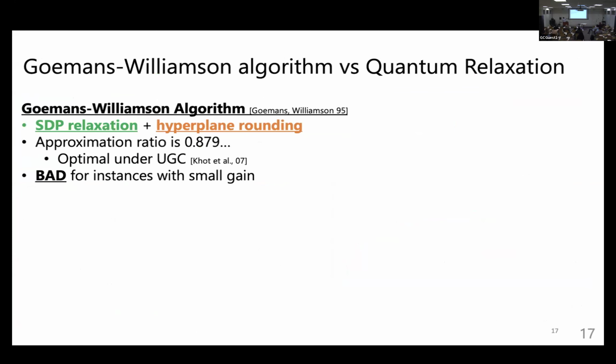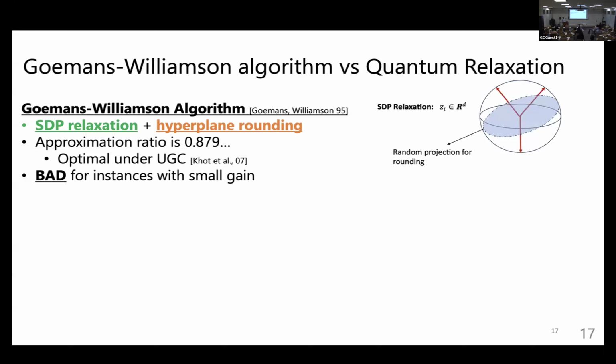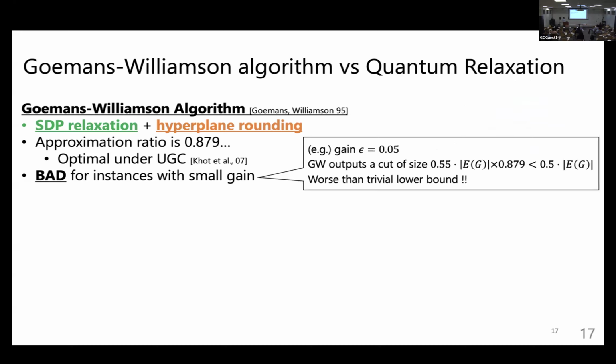Yeah. So basically this resembles Goemans-Williamson, which is the best generic classical algorithm for max cut: do the SDP relaxation that I showed you before, do hyperplane rounding, and the approximation ratio is optimal under the unique games conjecture. But again, that's the idea precisely, except that the vectors will be in higher dimensions, and the random projection works the same way.